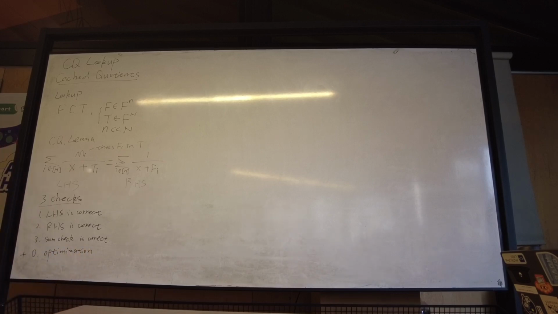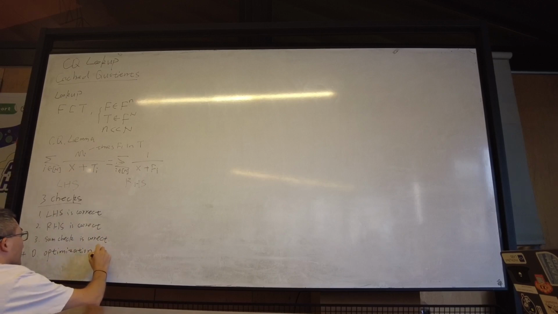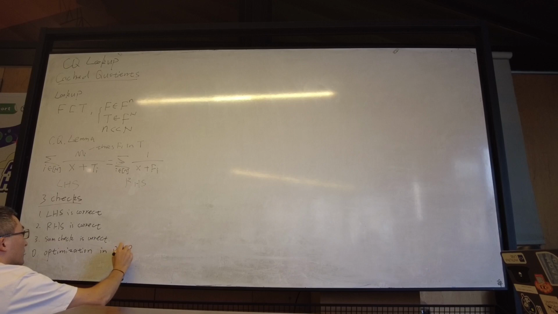Okay. So you mentioned 3 checks. Left hand side is correct, right hand side is correct. Do you mean that left hand side equals right hand side, or do you mean that left hand side is correct itself? It means itself. The calculation is done correctly. Yeah. Okay. So this optimization is done in pre-processing.